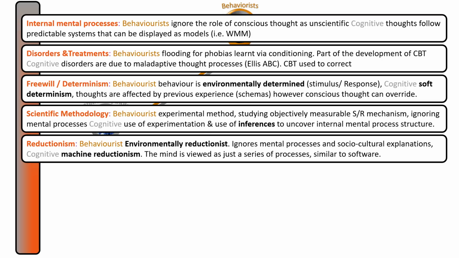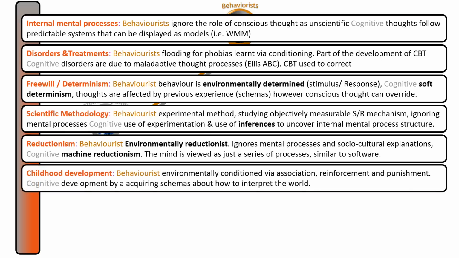When it comes to childhood development, behaviourist psychologists think that we are entirely environmentally conditioned. This is through the process of association, reinforcement, and punishment. Cognitive psychologists also think we are environmentally conditioned. We develop by acquiring schema from our experiences about the world, and then we use those to interpret the world around us as kind of cognitive shortcuts.